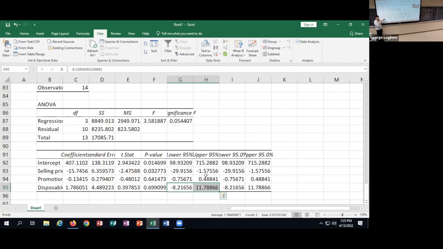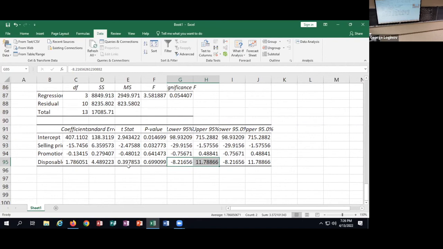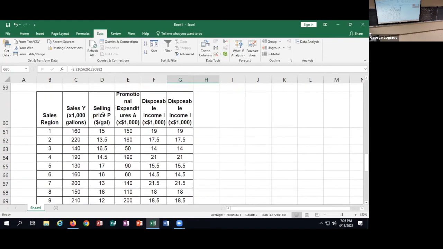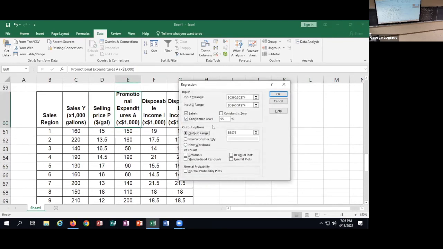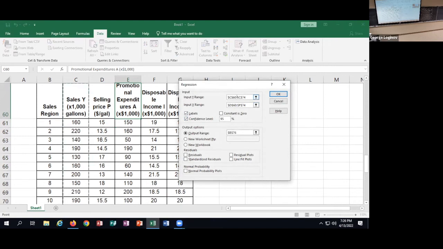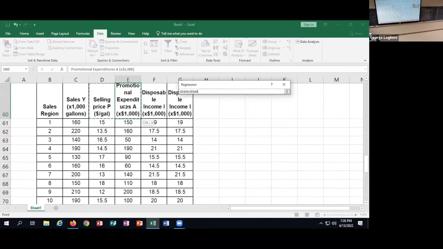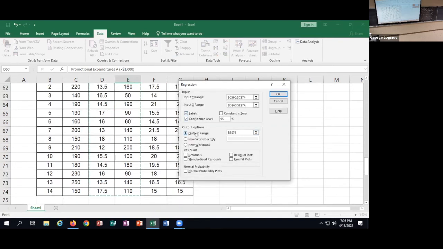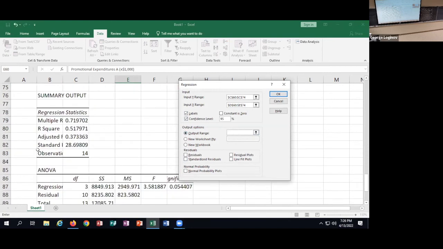Okay, so what are we going to do next then? Going back to this data set, now I only care about the selling price and promotional expenditures. Data analysis, regression, same input Y range. For the input X range, I need to get rid of the disposable income, just selling price and advertising. Labels, confidence level, and for the output range, I'm going to put it here. Okay, this is our last regression.